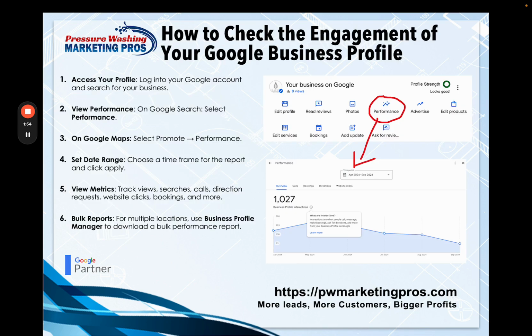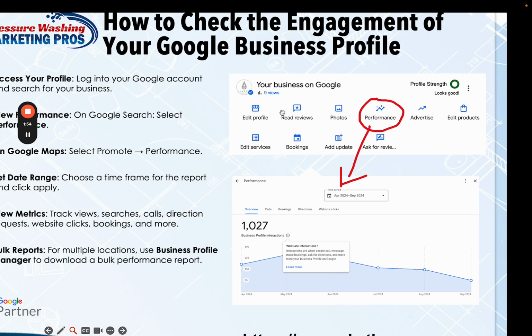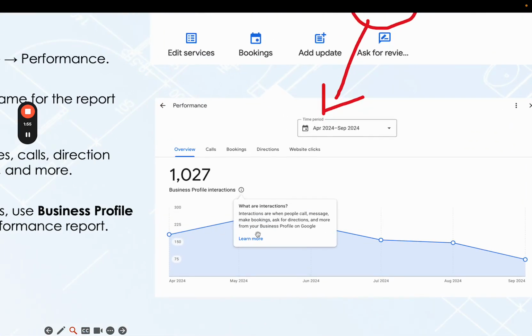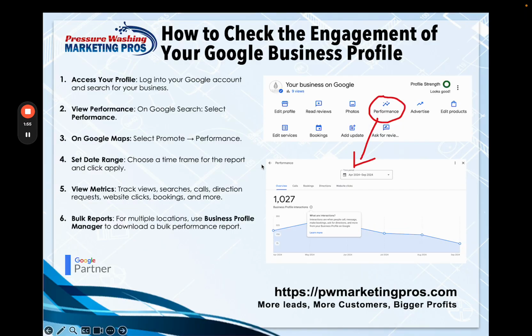So here's how you can check it. If you log on to the back end of your Google business profile, like right here, you'll click on performance, right? And then it'll just give you the overview of how many business interactions, which are when people call, message, make bookings, ask for directions, or more from your business. So the more of these interactions you have, the more that your business is going to rank.